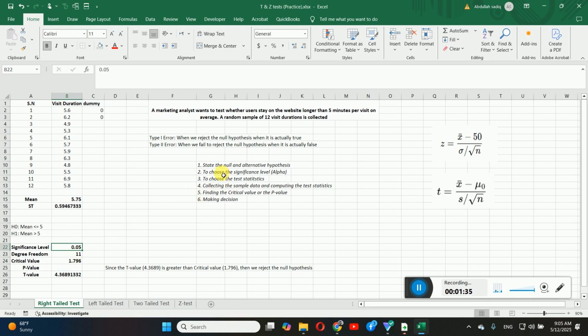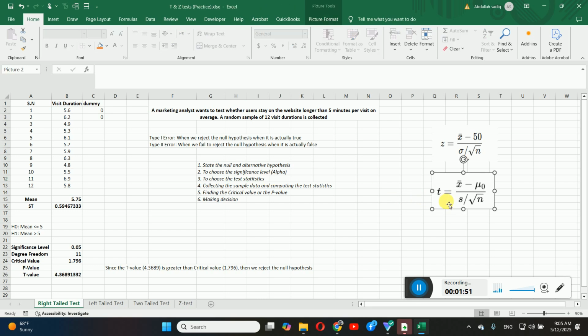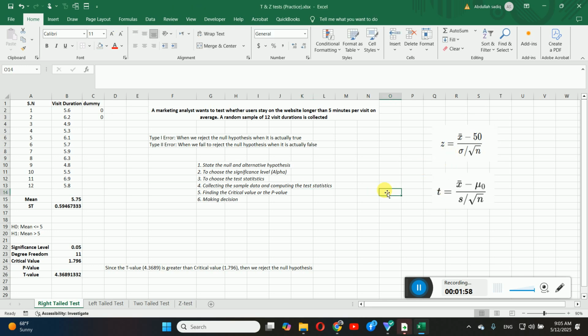Once you choose your significance level, you choose which test statistic to use, depending on your data. If your sample size is less than 30 and the standard deviation is not known, then you use this test. But if the sample size is greater than 30 and the standard deviation is known, then you use this test, dear students. So in the third step, you choose the test statistic. In the fourth step, you collect the sample data and compute the test statistic.